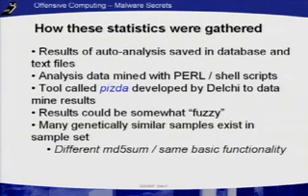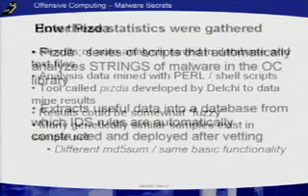Another thing about our collection is there's a lot of genetically similar samples, so variants. That's what we mean by genetically similar, but they have different checksums but the same basic functionality.